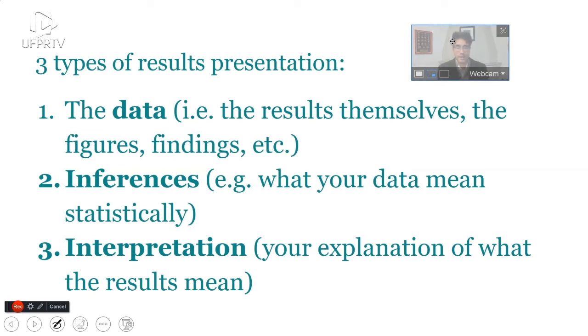And then finally, interpretation, which is basically you adding your own words to what they mean. So saying this test shows that this number is significantly greater than the other number, something like that. Right? So you have three different types of just pure results presentation.